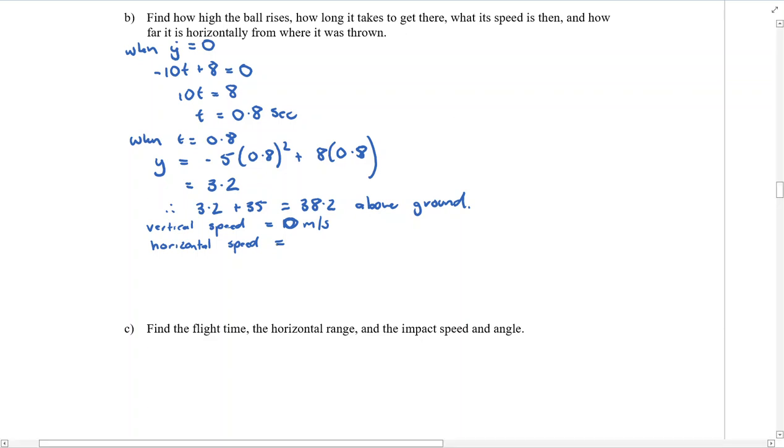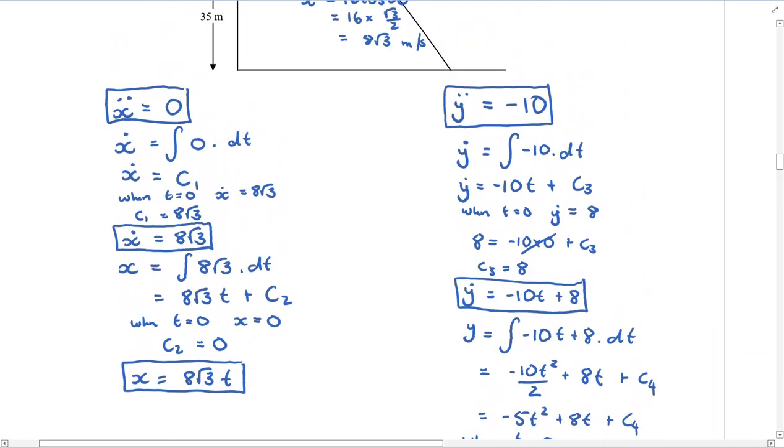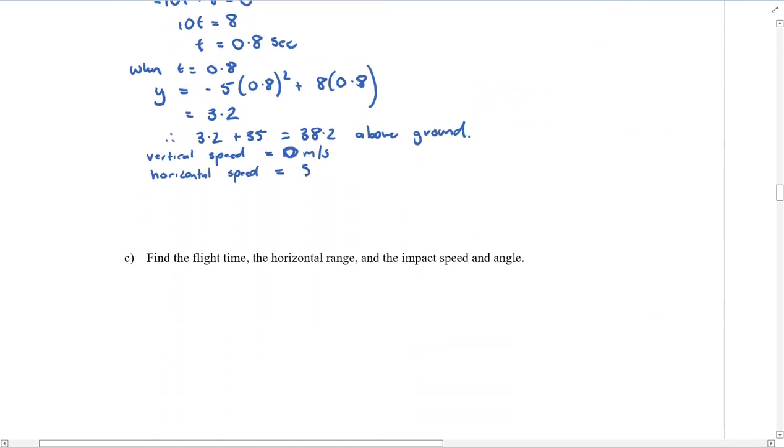Horizontally, remember there's no acceleration, so the velocity is the same the whole way through the motion. So if you look back onto here, our velocity in the x direction, the x dot, is 8√3, always, everywhere. So the x stands for the displacement in the x direction, y is the y direction. If you have an x with a dot above it, that means the velocity, and 2 dots above it means acceleration.